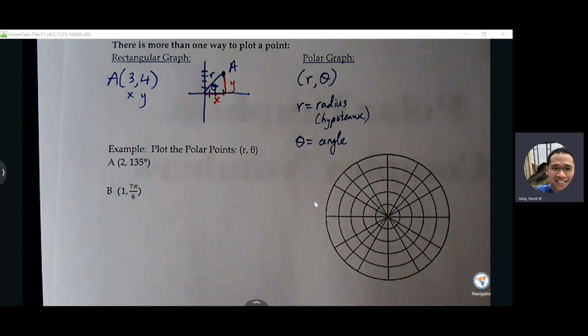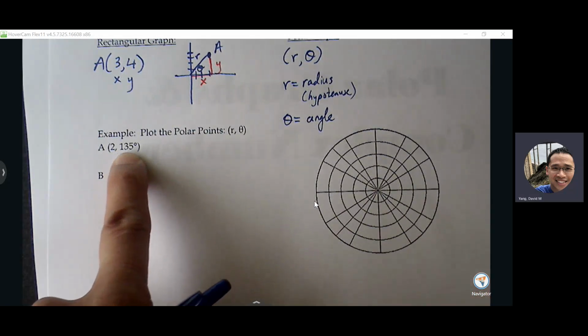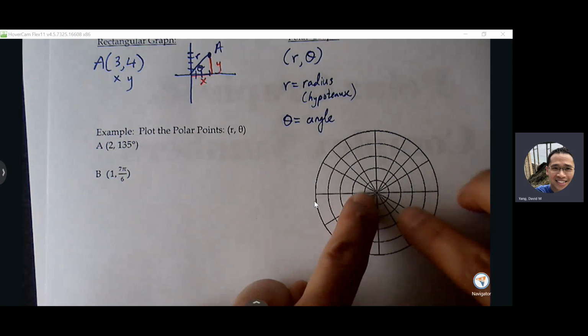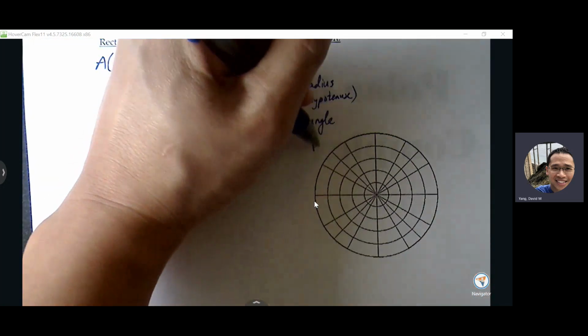So just be aware that it's the r that comes first, then the theta, even though theta feels like that's the first thing you want to look at. But we do want to look at the 135 degrees first. Okay, which quadrant is that in? Second, right? What's the reference angle for 135? 45, right? So you know it's going to be the middle angle in the second quadrant. So go ahead and mark 135 degrees.